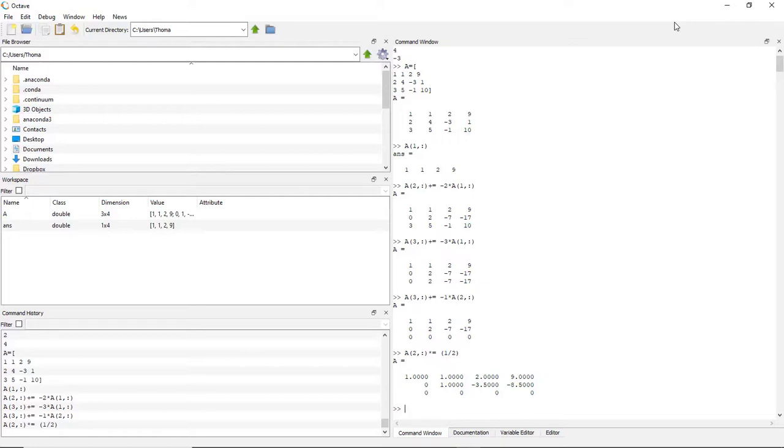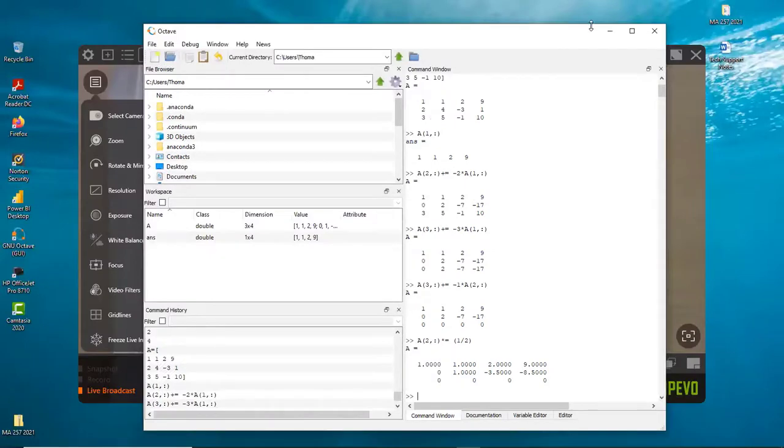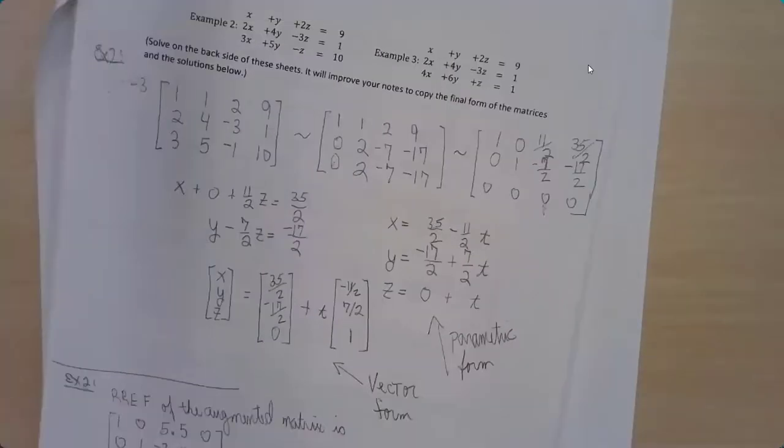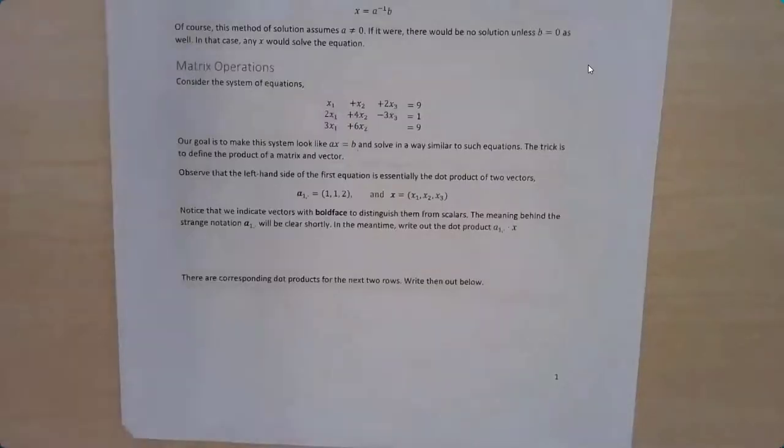All right, we probably better get rolling then on the new material. Let me shrink this and get my document camera showing. So I am now on section 1.2.